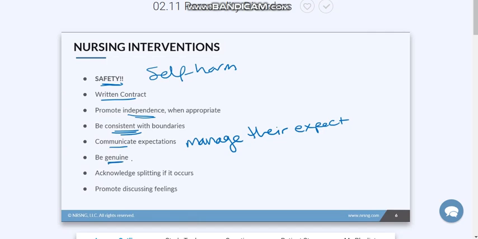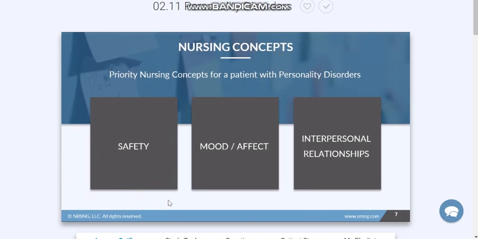Now, you should be genuine in all of your interactions with them, and we need to acknowledge splitting if it occurs. So splitting is when the client will try to turn one staff member against the other or split them, or will characterize some as better or worse. So, these are the good nurses and these are the bad nurses, and it splits the staff. So they may say, well, Susie was my nurse yesterday and she said I could go outside, or even just like, I like Joe better than you. And so we need to acknowledge that when it happens by saying something like, I'm hearing that you're frustrated. Let's talk about that instead of trying to compare staff members. So we want them to discuss how they're feeling and the emotions that they're having, not the behaviors or the manipulations. So priority nursing concepts for a patient with personality disorder is safety, of course, mood affect, and interpersonal relationships. Again, you can imagine that someone who's manipulative and doesn't see the consequences of their actions would have a lot of difficulty maintaining healthy relationships.